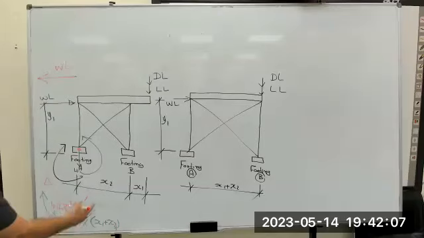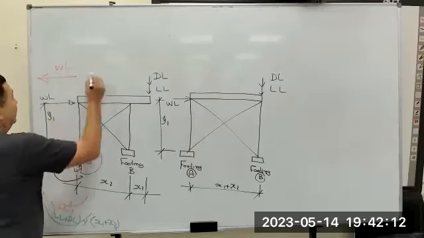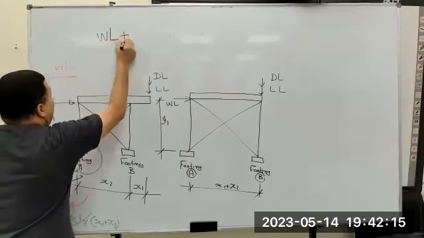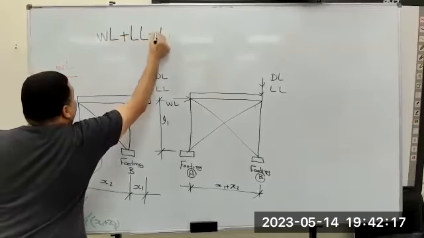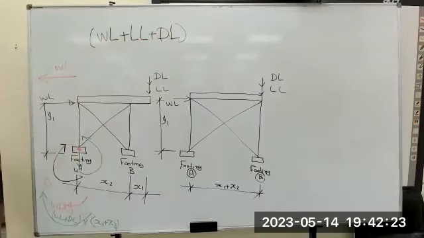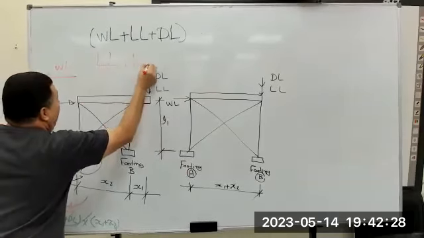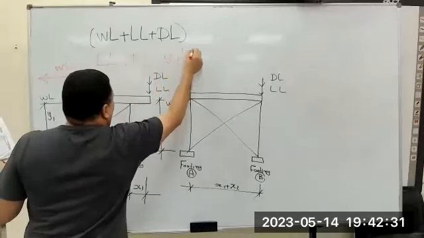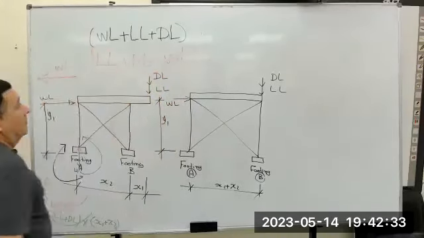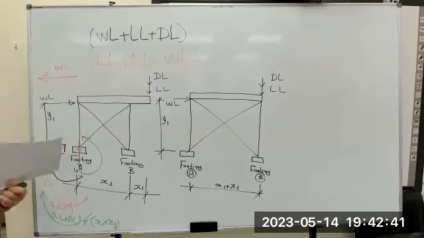And now our answer is what? The answer is wind load plus live load plus dead load, correct? This is our answer. But if the wind load is in this direction, our answer will be what? Live plus dead minus W. Correct? Why? Because wind load will give you another moment in another direction. It will be a balance.